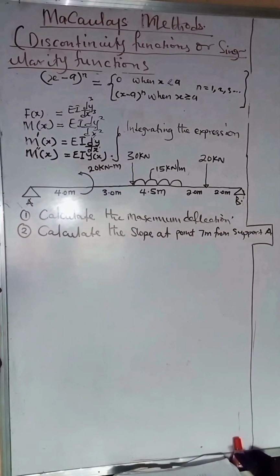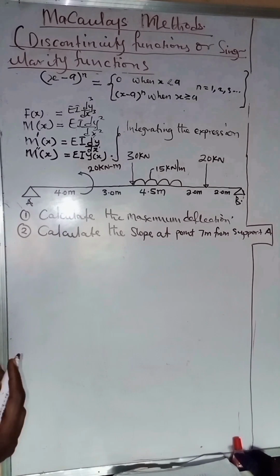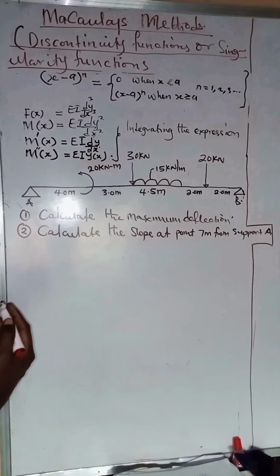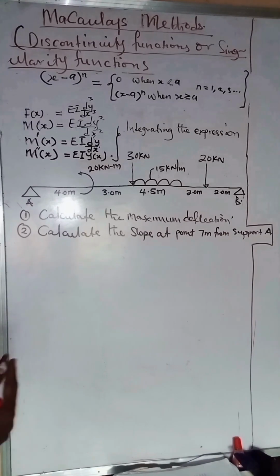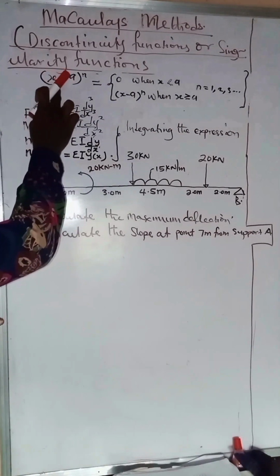Now, before we go into this, a brief introduction of the Macaulay's method. The Macaulay's method is quite a very simple method. But I must say, before you go into this method, you must have a foreknowledge of how to calculate the moment expression of a beam. So make sure you understand calculating the moment expression of a beam so that it becomes easy to take up the expression. All right.